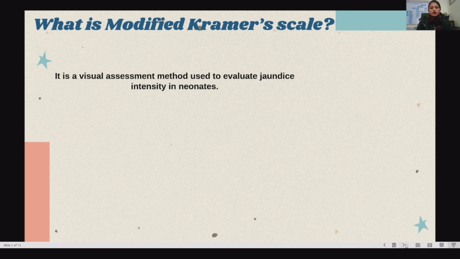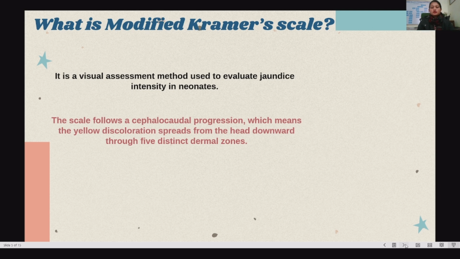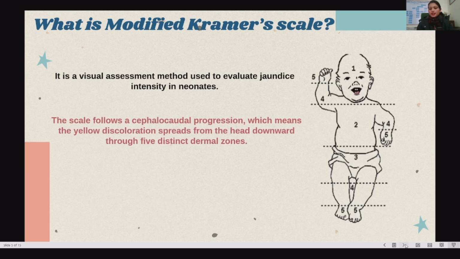It follows the cephalocaudal progression, which means the yellow discoloration spreads from the head downward through 5 distinct zones. You can see in this image the body has been divided into 5 different zones correlating with the rising bilirubin level. It is a very quick and non-invasive tool, ideal for bedside evaluation, especially in settings where laboratory testing isn't available immediately. So now we will understand each zone one by one.